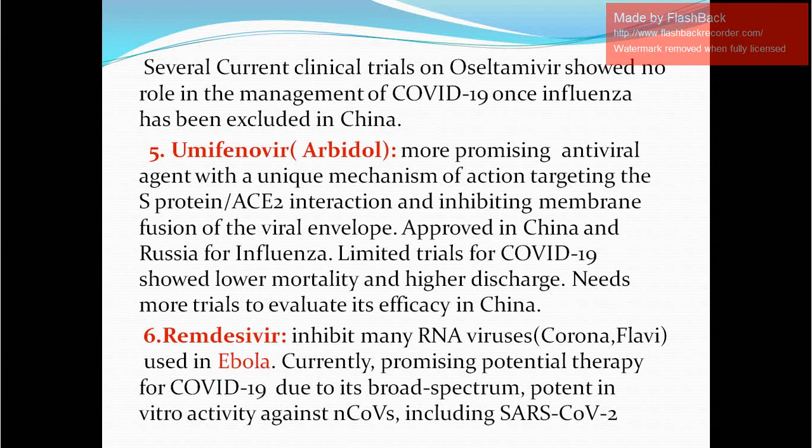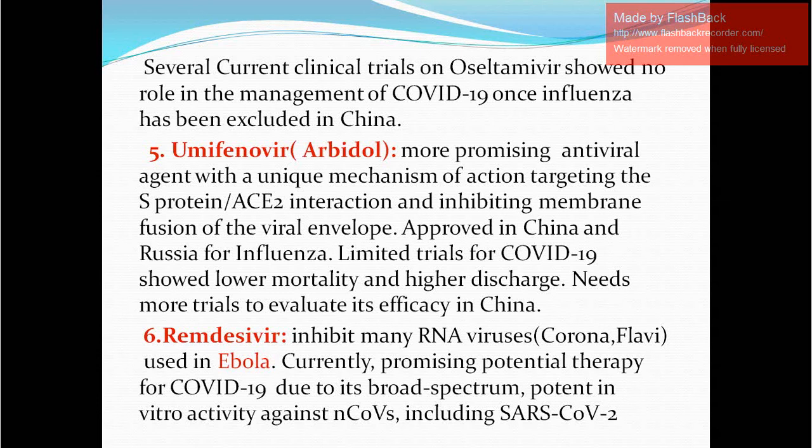The fifth drug is Finovir, which is Arbidol, which they think is a more promising antiviral with a unique mechanism of action, targeting the S protein with the ACE receptor, meaning it inhibits membrane fusion or attachment of the virus and entry into the target cell. It has been approved in China and Russia for influenza first, and limited trials for COVID showed lower mortality and higher discharge from the hospital.